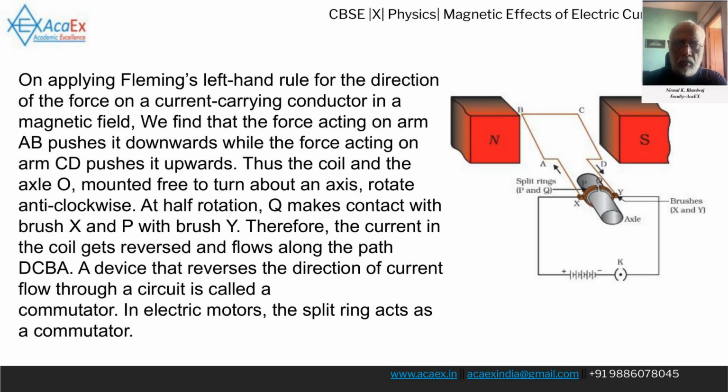Working of an electric motor. When current flows through the coil, Fleming's left-hand rule can be applied. The force on arm AB pushes it downwards, while the force on arm CD pushes it upwards. This causes the coil and axle to rotate. After half a rotation, the split ring commutator reverses the direction of the current in the coil. A commutator is a device that reverses the direction of current flow. In an electric motor, the split ring acts as the commutator.